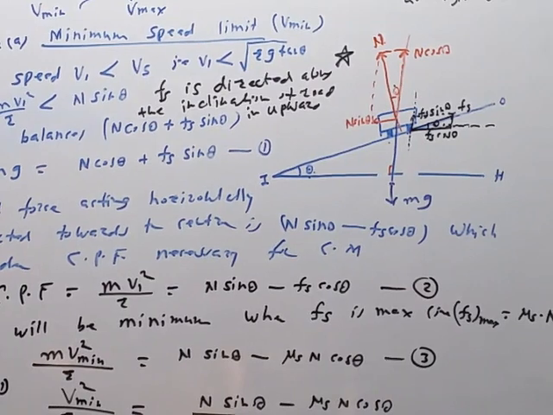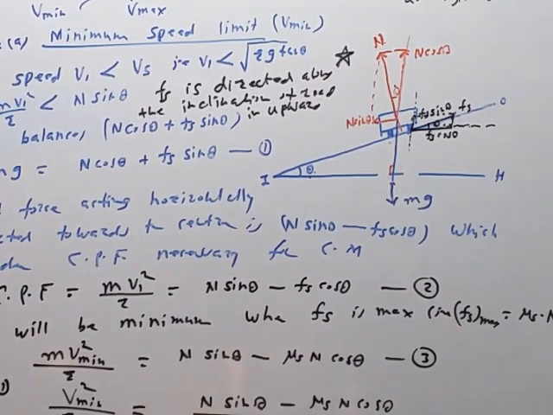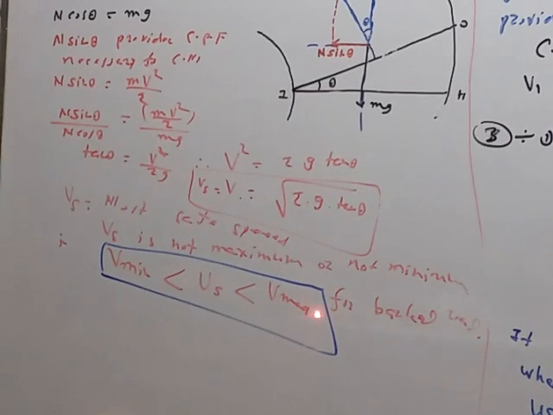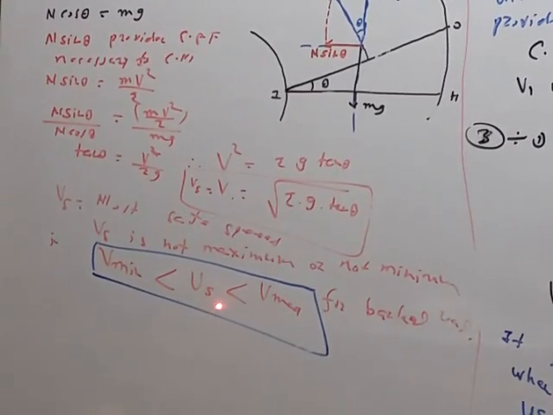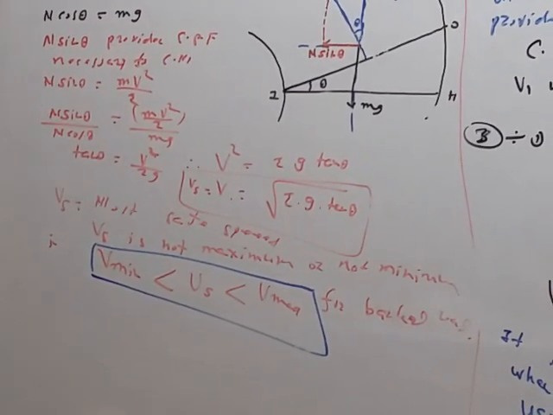So what is the important point when we consider the minimum speed limit? Then V1 is less than Vs. So these are the limiting values. V minimum is less than Vs is less than Vmax. Now we have to consider this second case. Vmax will be more than Vs, म्हणजे root r g tan theta पेक्षा व्हॅल्यू नक्कीच ज्यादा येईल. लक्षात.